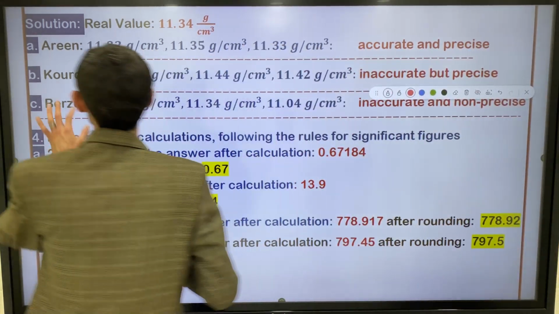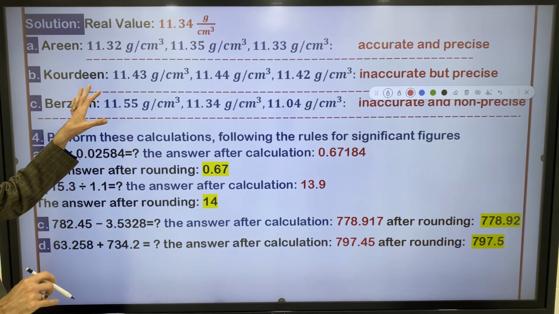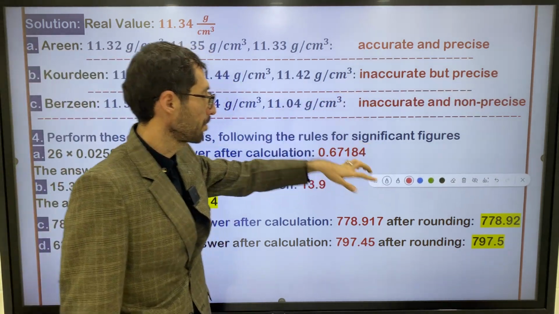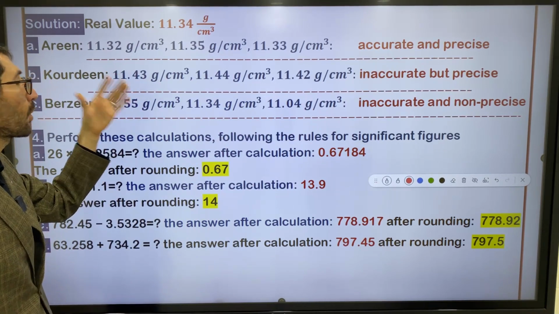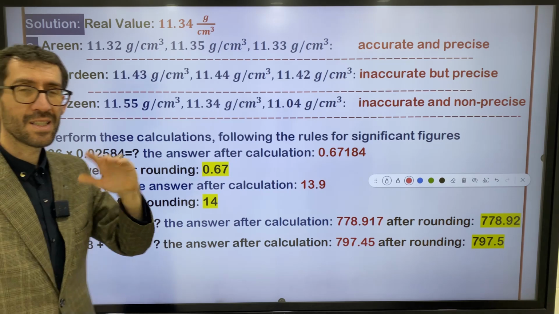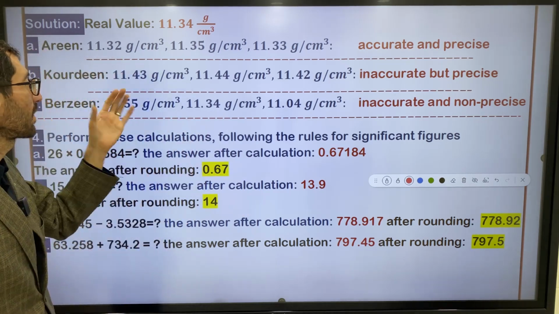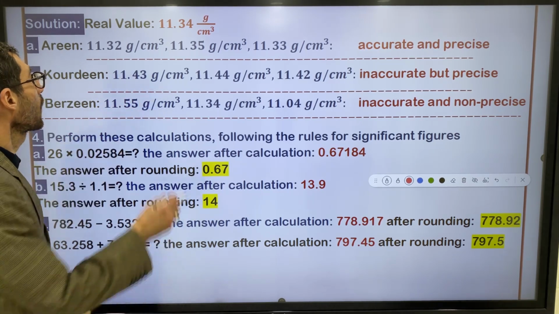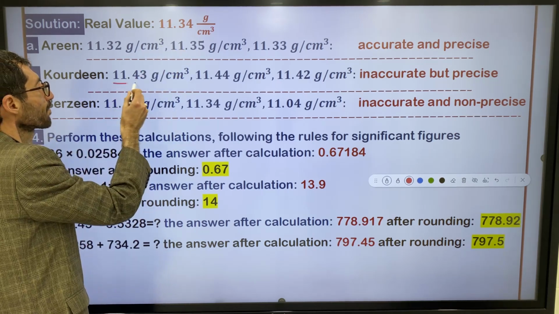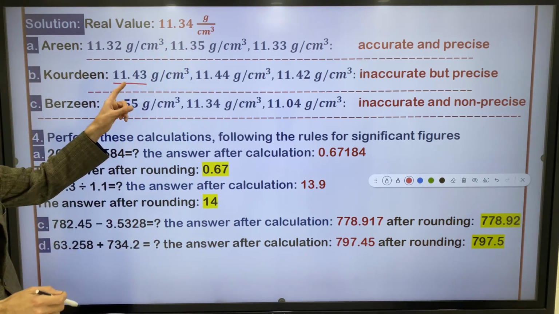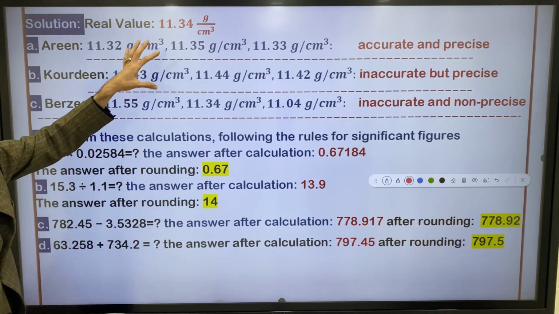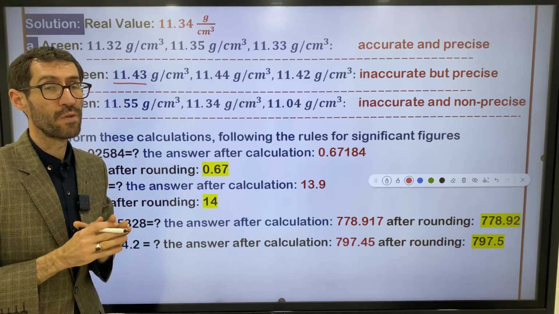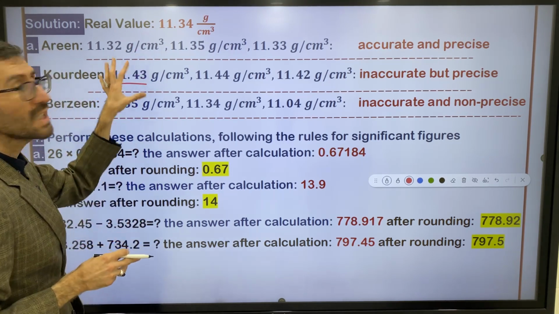About B, Cordine is another student, who measures some readings. He or she, I'm not sure whether it's a girl or boy, male or female. 11.43 compared with the true value, right? It's away from the true value, very far from the true value.